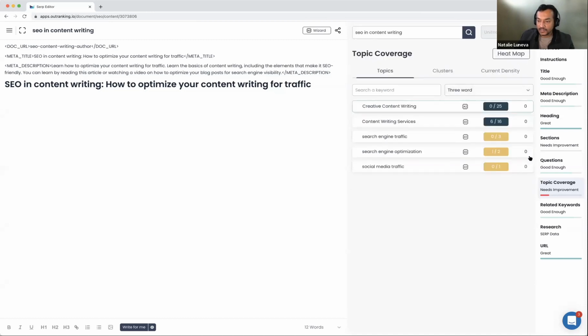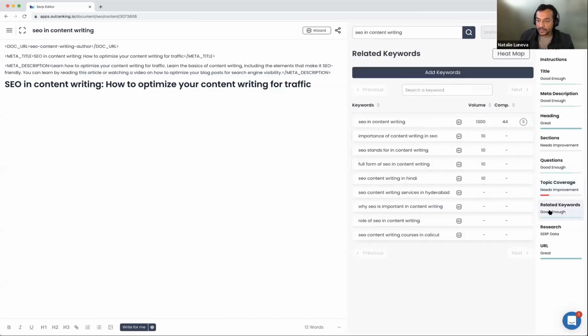So let's go ahead and close that out and move right to related keywords. These are the related keywords that we've identified that your competition is using and are also important for you to include in your content. Not all of those keywords might be important, right? So there might be some outliers, which is okay. Like you might not want to be talking about Hindi. You might not want to be talking about the courses in Calicut, right? Like those are not the things that you want to include, or Hyderabad.